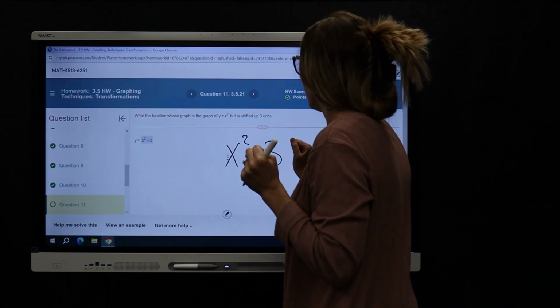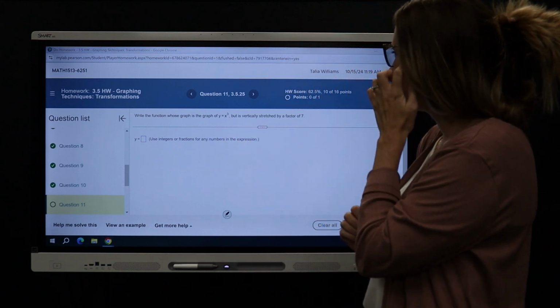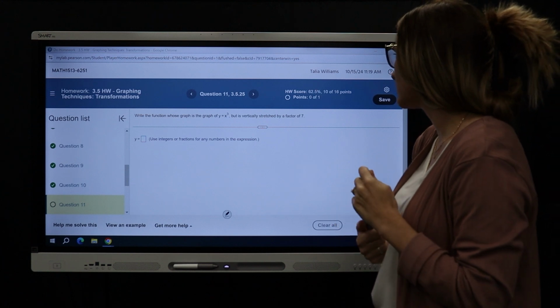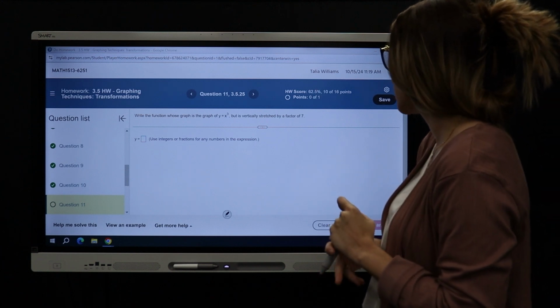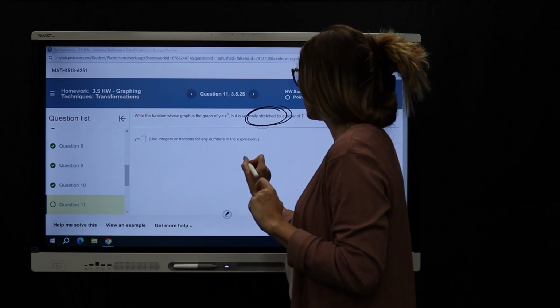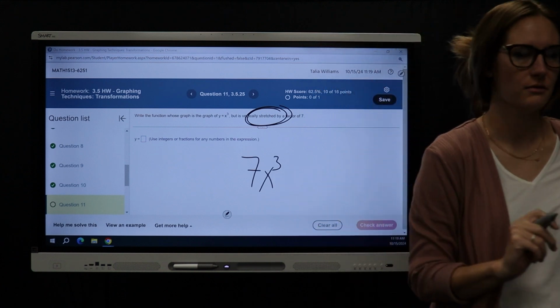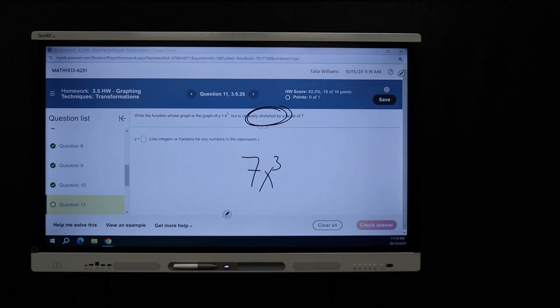Write the function whose graph is the graph of y equals x cubed, but is vertically stretched by a factor of 7. Stretched is when we multiply, so it's going to be 7 times x cubed. So 7x cubed.